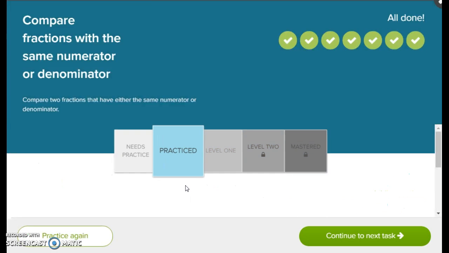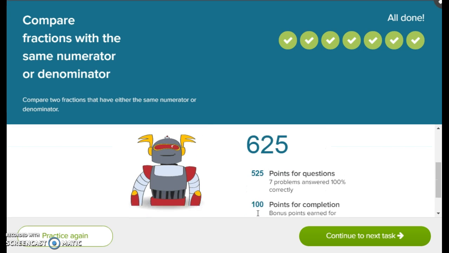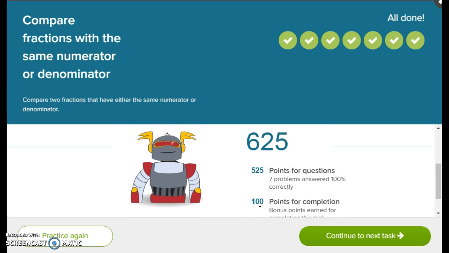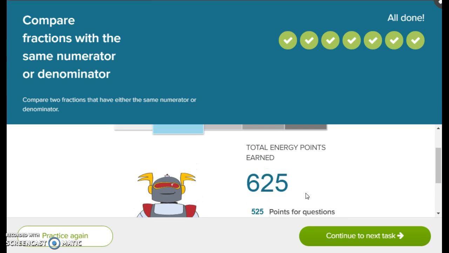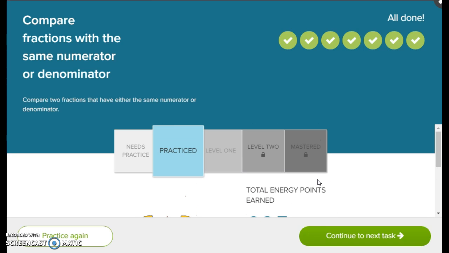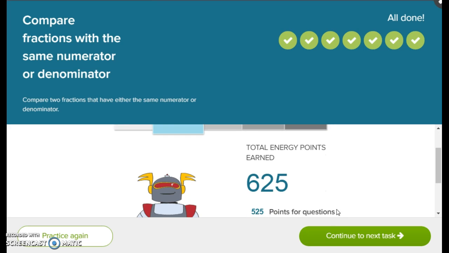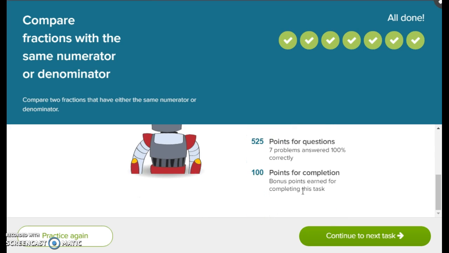And that is the end. It is now practiced. We get 600 points for 7 out of 7, 100% correct. But let's say if I got 1 wrong and then did it again, we would actually get more points. So don't get it wrong on purpose just so that you can get more points. It shows what you know, and you want to master it, at least. And bonus points earned for completing this task.